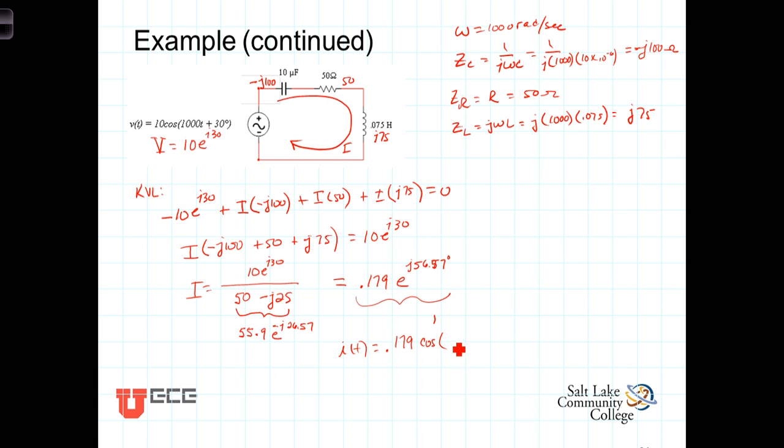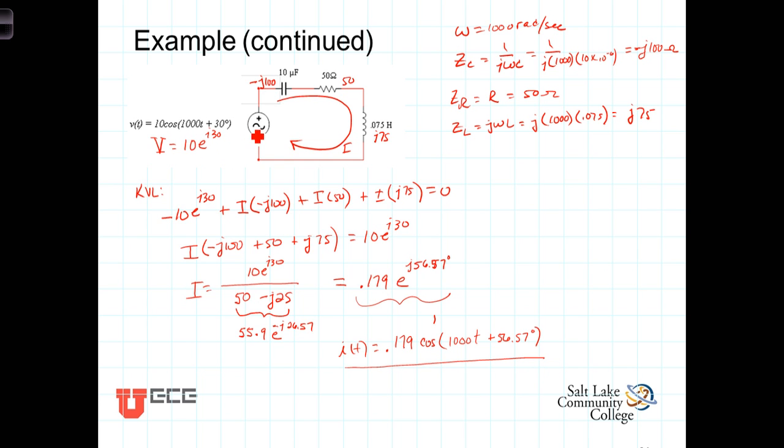Cosine, the frequency doesn't change. That's still 1000t. But now the phase of the current is equal to plus 56.57 degrees. That then is the time domain expression for the current.